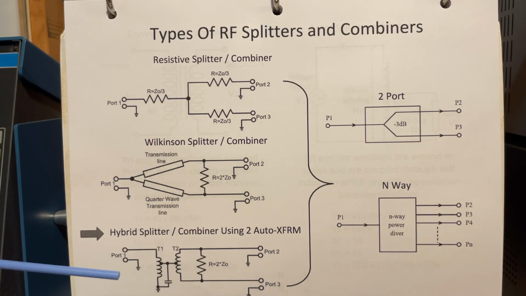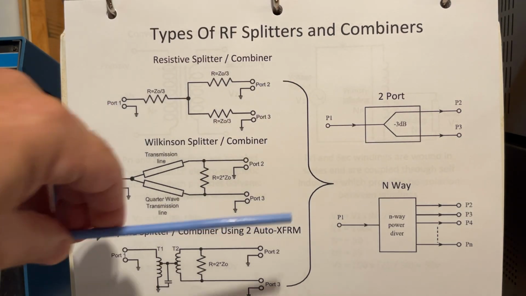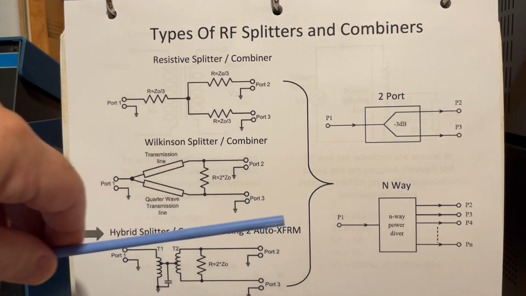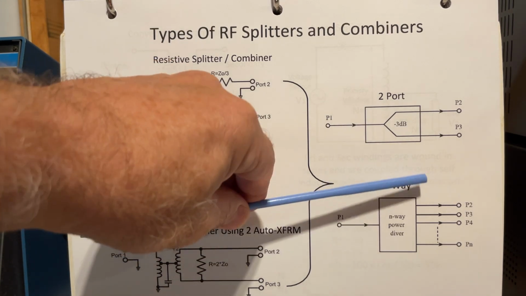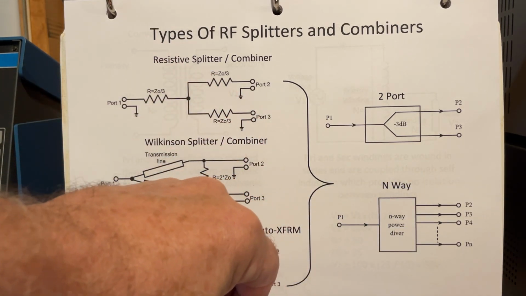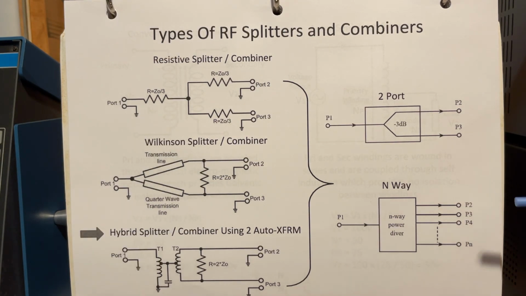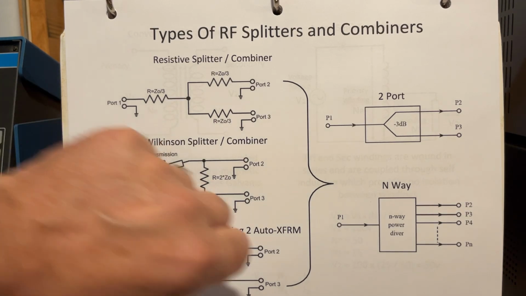And the third type, which is the type we'll be focusing on today, is called the hybrid splitter and combiner. As I already mentioned, it uses 2 auto transformers. With this type of technology, it could be a 2-port, 2-way device, or it can be what's called an N-way device. So you can have 1 port as the input, if you're using it as a splitter, and then multiple ports on the output. If we're using it as a combiner, then vice versa, multiple ports on the input, 1 port on the output. They typically call that an N-way splitter combiner.